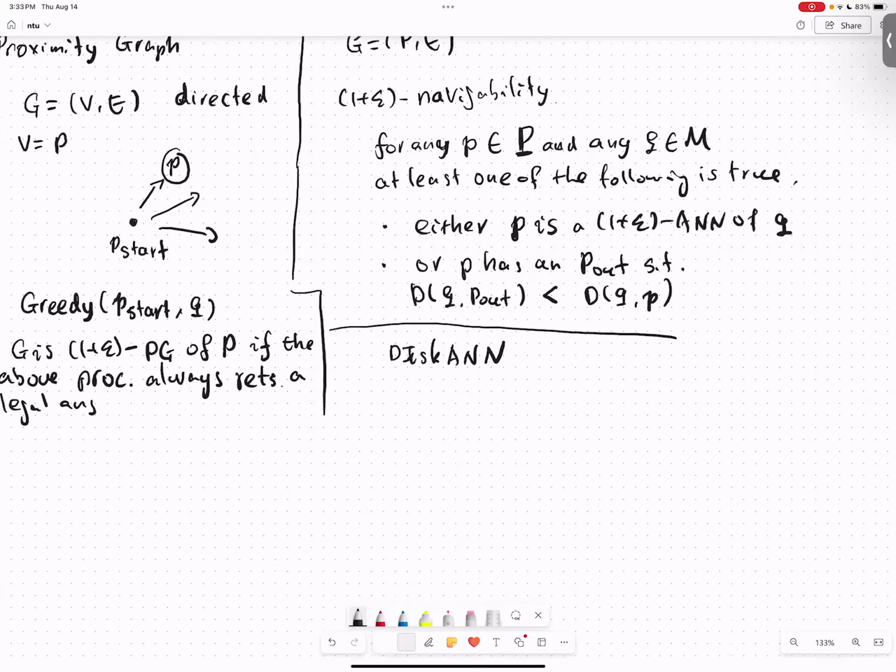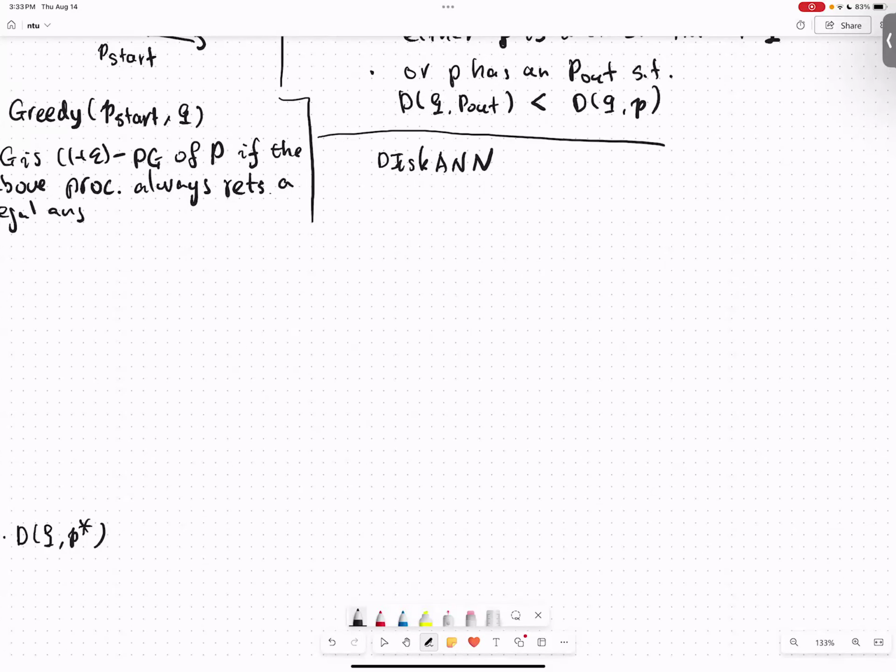Okay. Now let me first tell you how this method, DiskANN, builds a graph. And then I'm going to prove that this is a proximity graph, and this is not trivial. All right, and then that will be everything I have for today. Okay. So this is an algorithm. This algorithm says you give me any set P, and then I can construct a graph. Okay, so let's see how this graph is constructed.